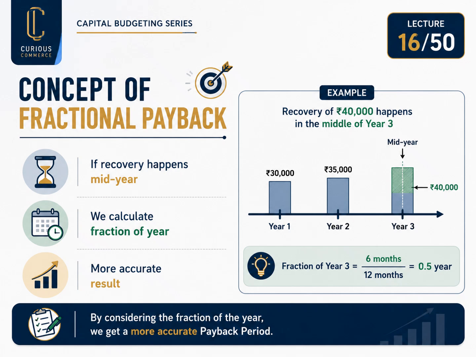The formula is very simple. Fractional year equals remaining investment divided by next year cash inflow. If the answer is 0.5, it means half year. 0.25, it means quarter year. 0.75, three-fourth year. This method improves accuracy in the project evaluation.